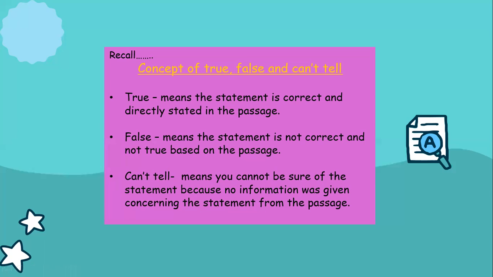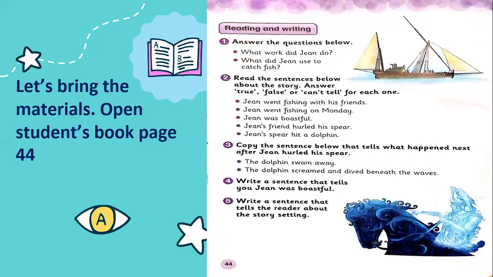We're not allowed to think, yeah, maybe it might be like that. No, you don't use your imagination here. If it's not clearly stated there, we choose what? Can't tell. All right, that being said, let's kindly open the student book, page 44. We'll try to answer those questions. Remember, before we do that, we must have read the passage again, the folktale about the Dolphin King. So I want you to read it again before we go ahead to answer these questions.